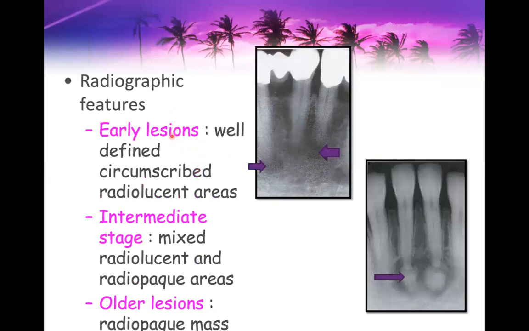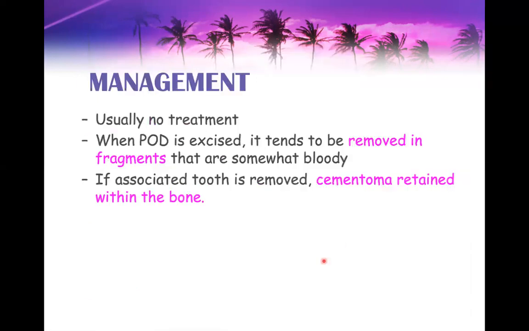Radiologically, there are three stages: an early stage with a radiolucent area, an intermediate stage with a mixed radiolucent radiopaque area, and an older lesion with a radiopaque mass. So here you can see a well-defined radiolucent area, which is an early stage. This is a mature stage where there is radiopacity attached to the periapical areas of the anteriors. Management: usually no treatment, but when we excise the periapical osseous dysplasia, it tends to be removed in fragments. If the associated tooth is removed, the cementoma is retained within the bone.